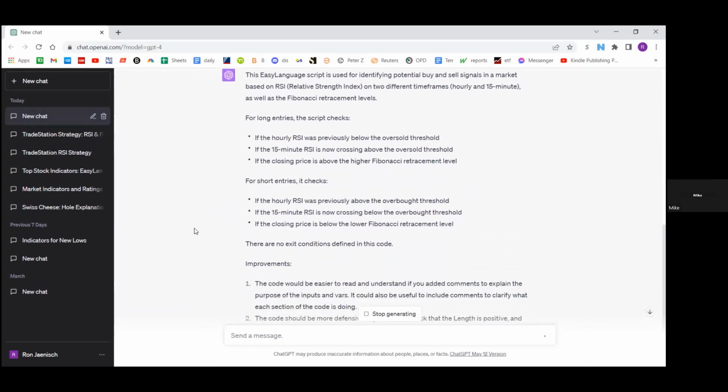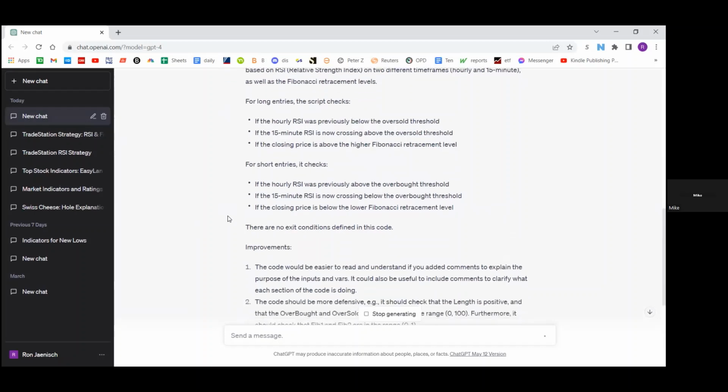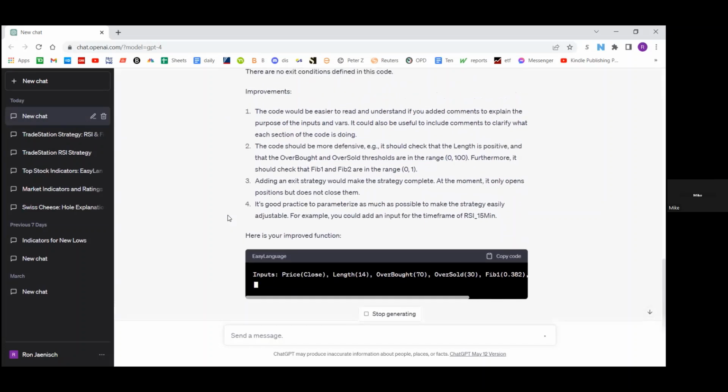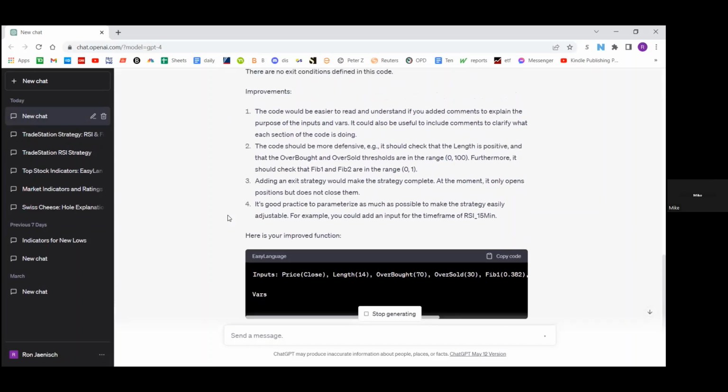But the problem I see with this is that with TradeStation, you either have to pick the 15-minute bars or the 1-hour bars in order to run your back test, or even run the strategy. So you've got to pick one or the other. Unless somebody disagrees with me and can tell me what the solution to that is.